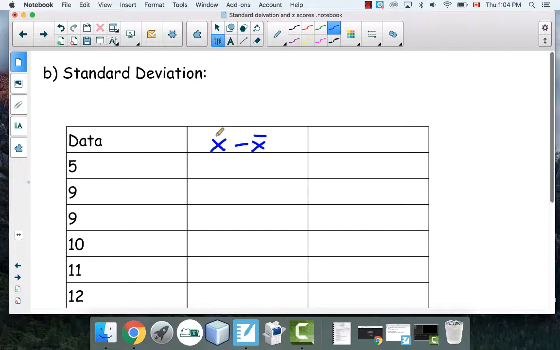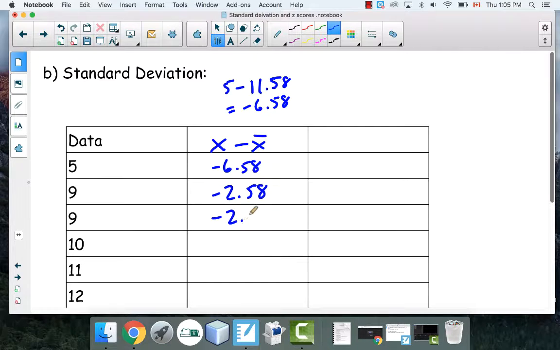So my first value, I'll just write up here what I'm going to calculate. I'm going to go 5 minus 11 point, what was my average? 58. So you work that out, you're going to get negative 6.58. That's the first number right here. I just wrote that there to show you how I worked it out. Okay. The next one you would work out is 9 minus 11.58. The number you get here is negative 2.58.